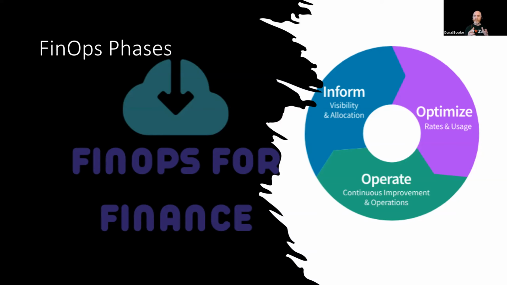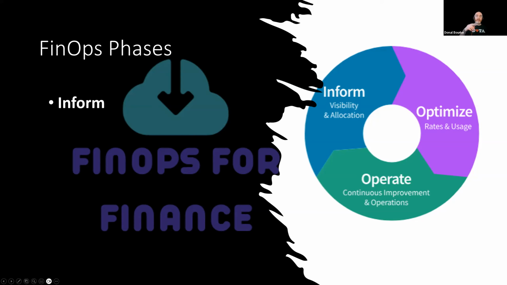A company can be at different phases of this cycle for different business units, different teams, different applications. So not everyone needs to move from inform to optimize at the same time. It's as you reach that level of maturity that you get there.